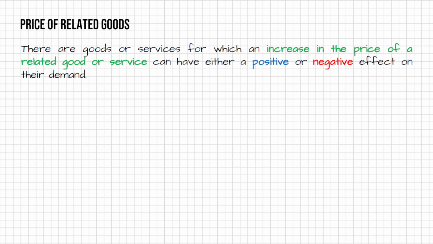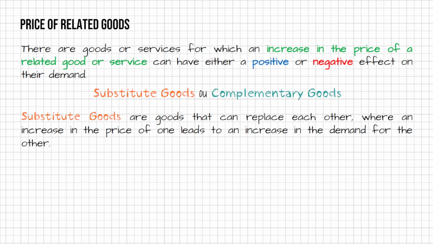There are goods or services where an increase in the price of a related good or service has a positive or negative effect on its demand. Substitute goods are goods that can replace each other, where an increase in the price of one leads to an increase in the demand for the other. For example, margarine and butter, Uber and taxis.